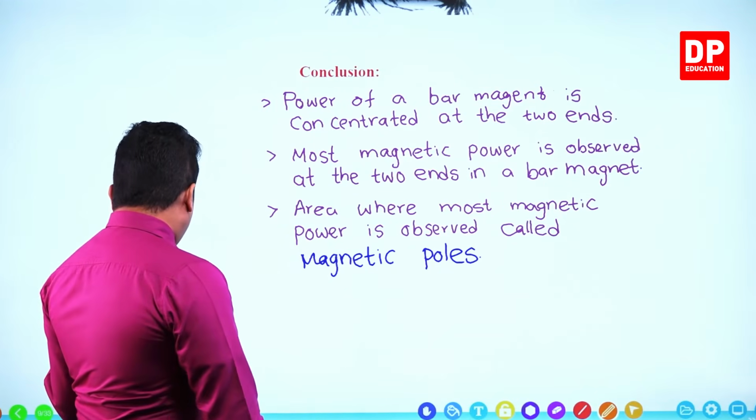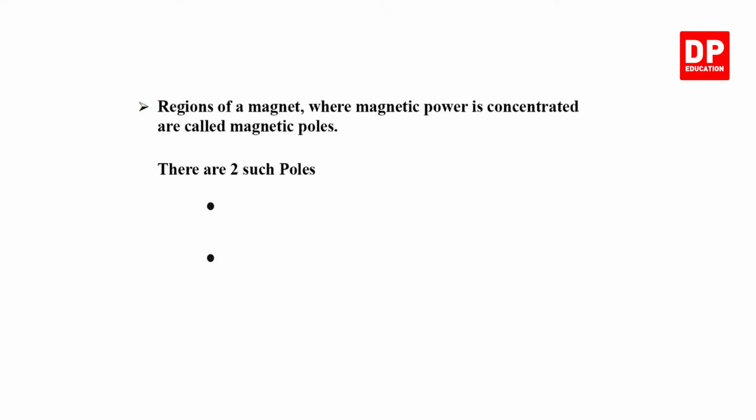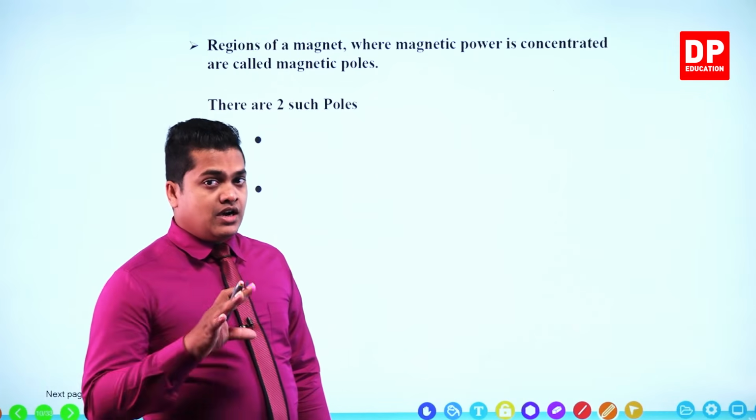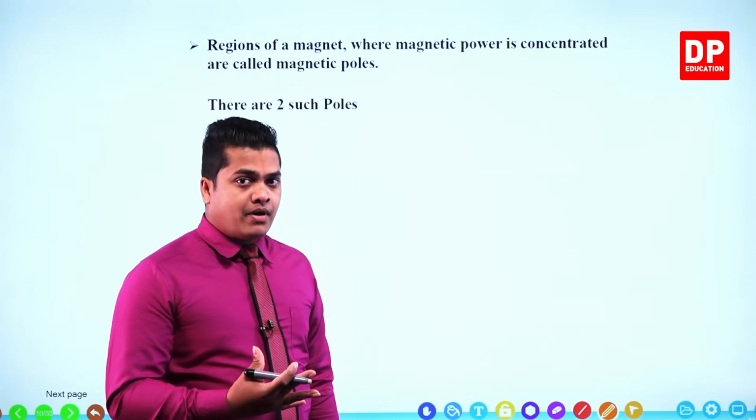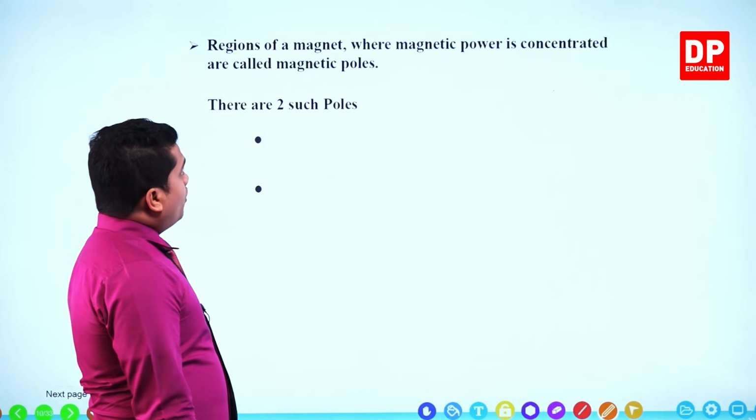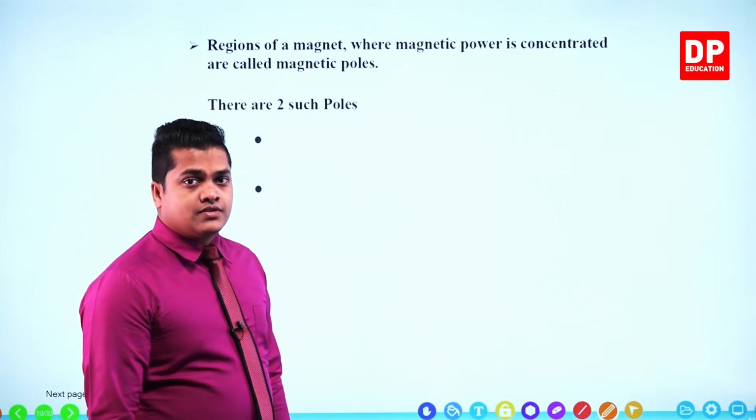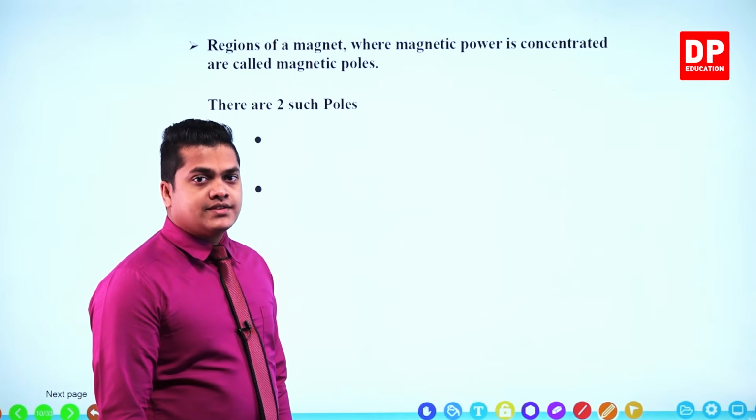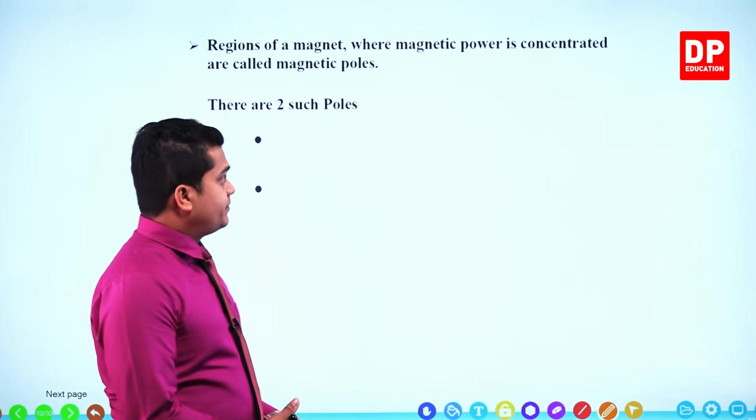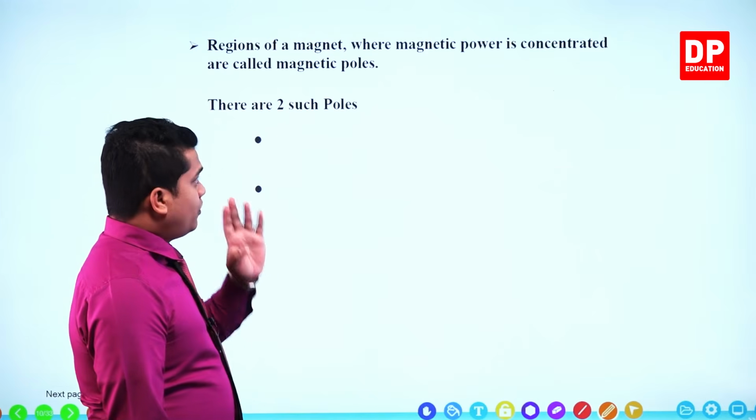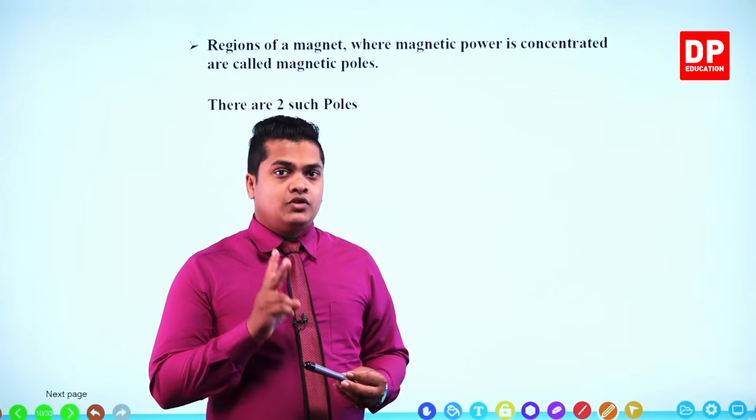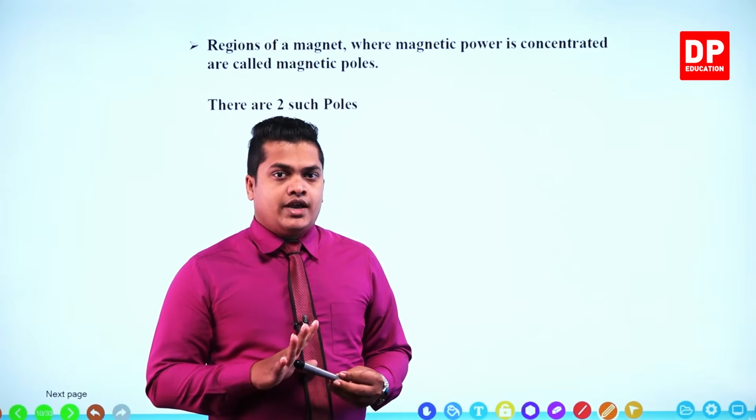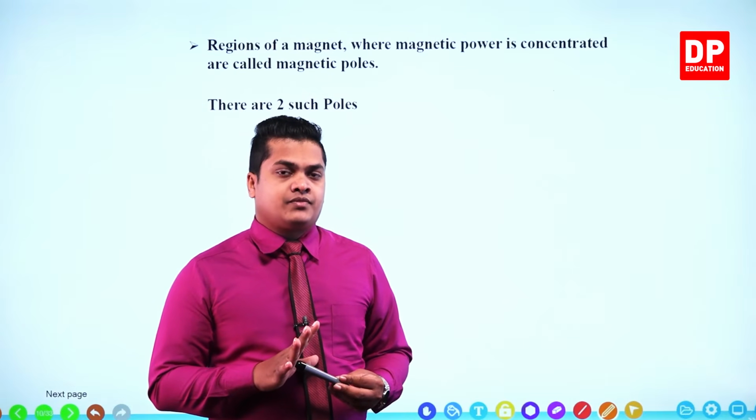Regions of a magnet, or areas of a magnet where magnetic power is concentrated, or where we can observe more magnetic power, are called magnetic poles. There are two such poles that we can observe in a magnet.